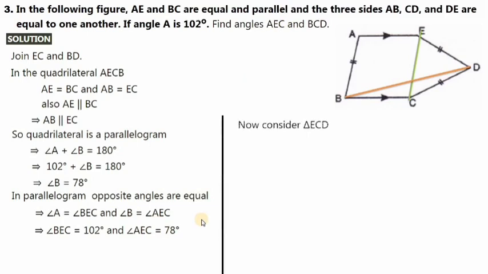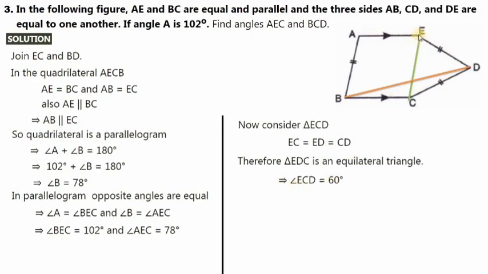Right, so now consider triangle ECD. As I said, AB and EC, they are equal. So in the same way, can I say that EC, CD and ED, are they equal? Obviously, so they are equal. So this is an equilateral triangle, and all of you know that in an equilateral triangle, the measurement of each angle is 60 degrees. So this angle ECD is how much?